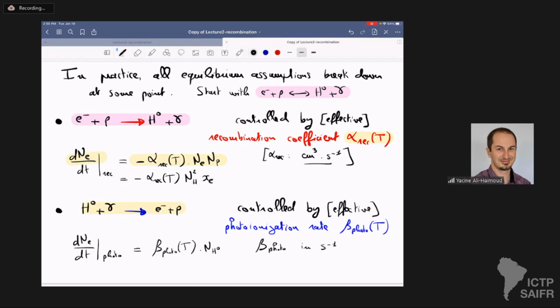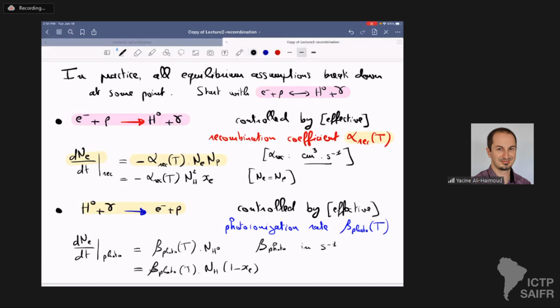So if I assume that helium has fully recombined, then N_e is equal to N_p. There are as many free electrons as there are free protons. And this one is equal to beta photoionization of temperature times the total number density of hydrogen times 1 minus the ionized fraction. Okay, so this 1 minus X_e is equal to the neutral fraction of hydrogen.